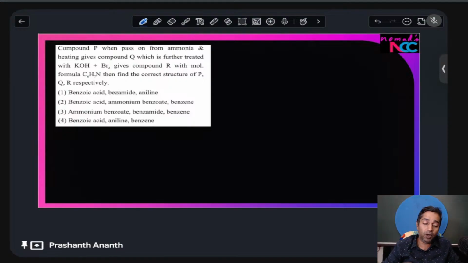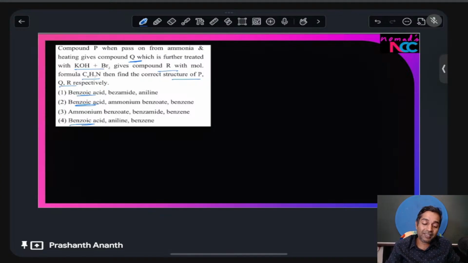Compound P, when treated with ammonia and heating, gives compound Q, which is further treated with KOH and Br2, gives compound R. With molecular formula, find the correct structure of P. Now in this particular case, you can do nothing about this. You'll have to sit and check for each of the options. So let's start off with benzoic acid, because 3 of the options are giving P as benzoic acid. Let's see what we end up having.